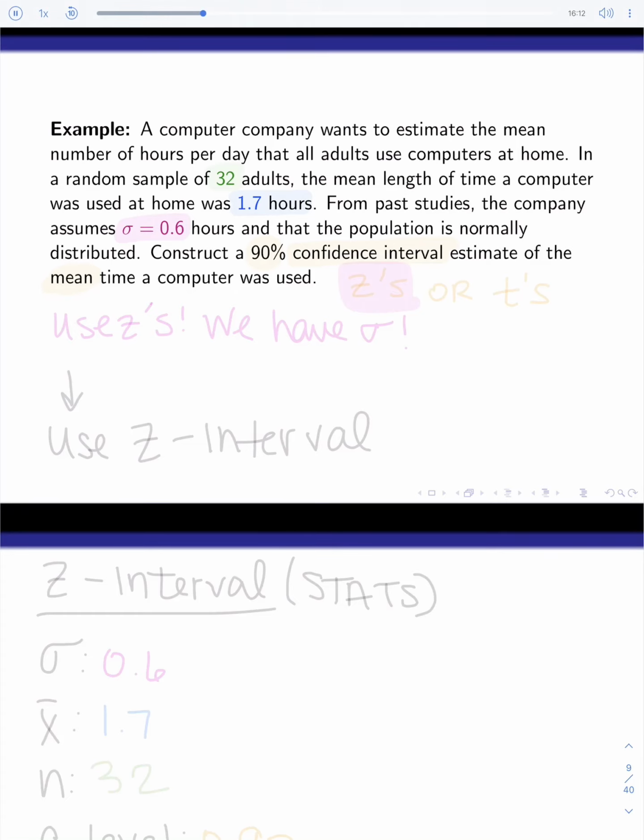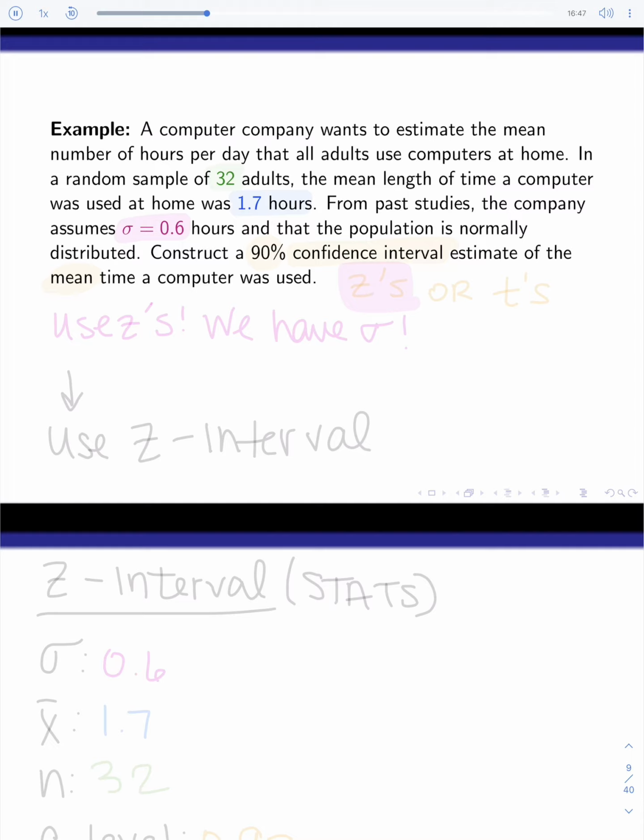Continuing along, so let's take a look at this first problem. A computer company wants to estimate the mean number of hours per day that all adults use computers at home. In a random sample of 32 adults, the mean length of time a computer was used at home was 1.7 hours. From past studies, the company assumes that sigma is 0.6 hours and that the population is normally distributed. Construct a 90% confidence interval estimate of the mean time a computer was used.